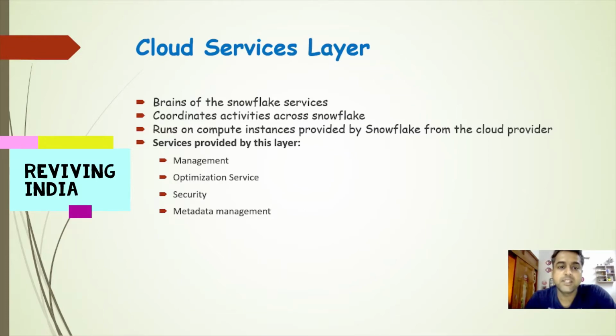First and foremost layer is the cloud services layer, which is also the brains of the Snowflake services. When we say brains, it is because it mainly performs most of the activities and services which are required for coordination. It coordinates activities across Snowflake, so that is why it is the brains of the Snowflake architecture. It runs on compute instances provided by Snowflake from the cloud provider, like I mentioned earlier, AWS, Azure, and GCP.